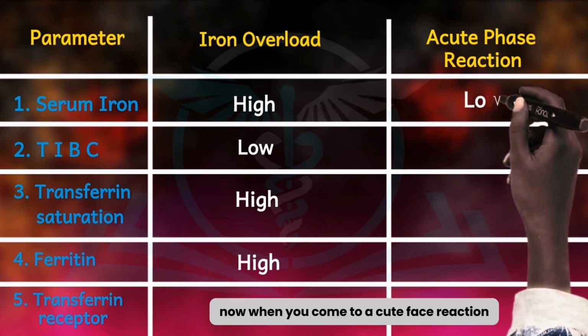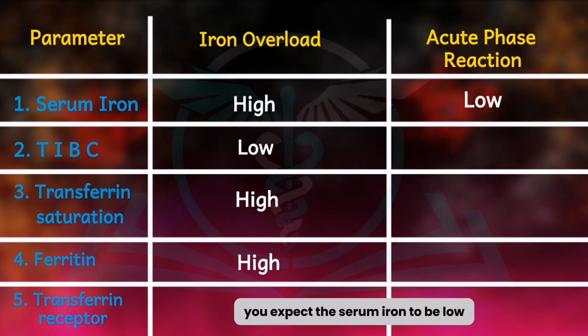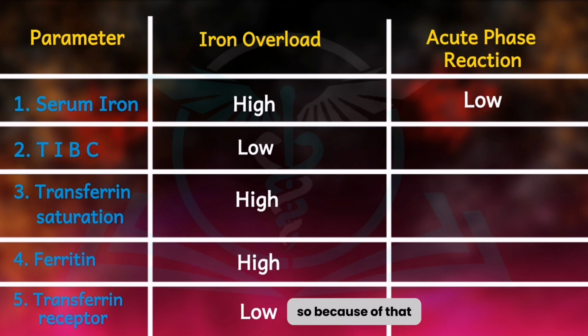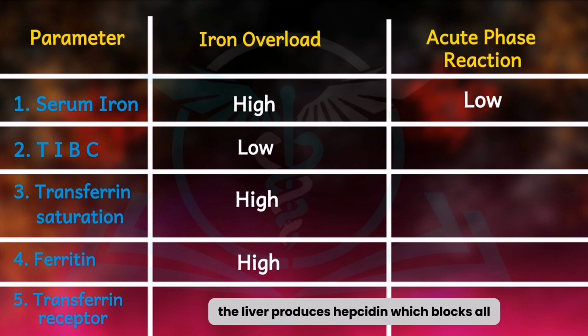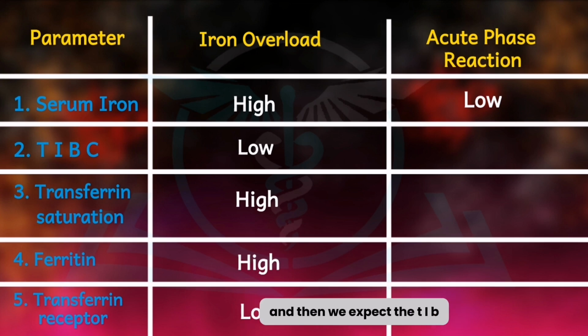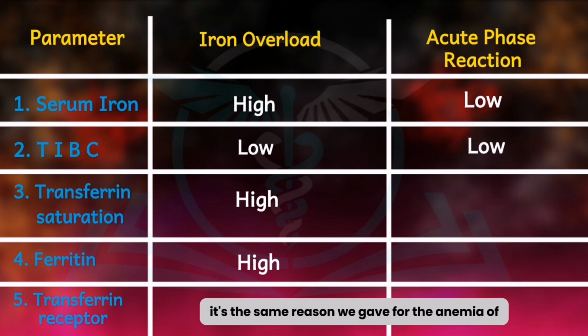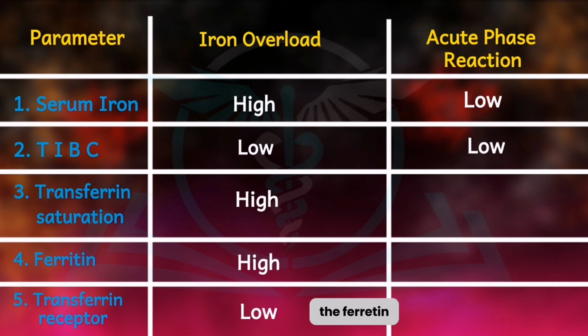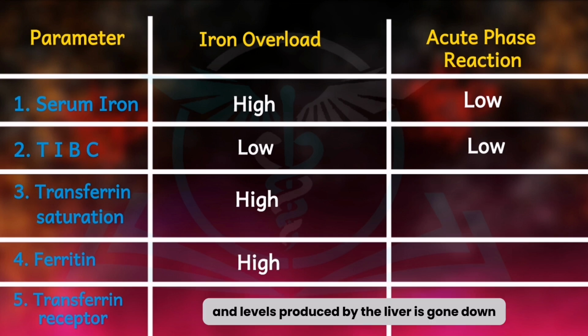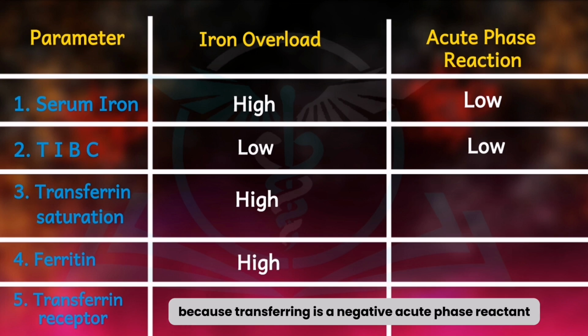Now when it comes to acute phase reaction, you expect the serum iron to be low because, like we explained earlier, the ferroportin has been inhibited by hepcidin. Okay, so because of that, the liver produces hepcidin, which blocks all ferroportin channels, so iron can't come into circulation. And then we expect the TIBC to be low. Why? It is the same reason we gave for the anemia of chronic disease or chronic inflammatory state, because overall the transferrin levels produced by the liver have gone down, because transferrin is a negative acute phase reactant.